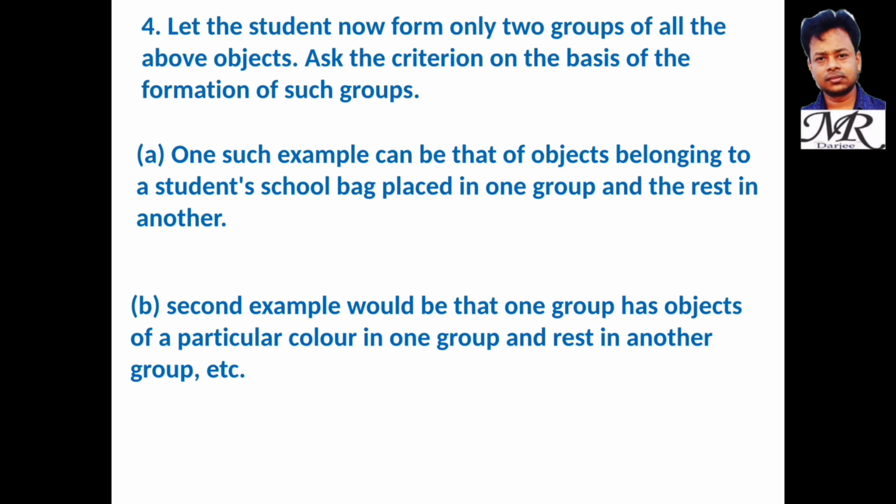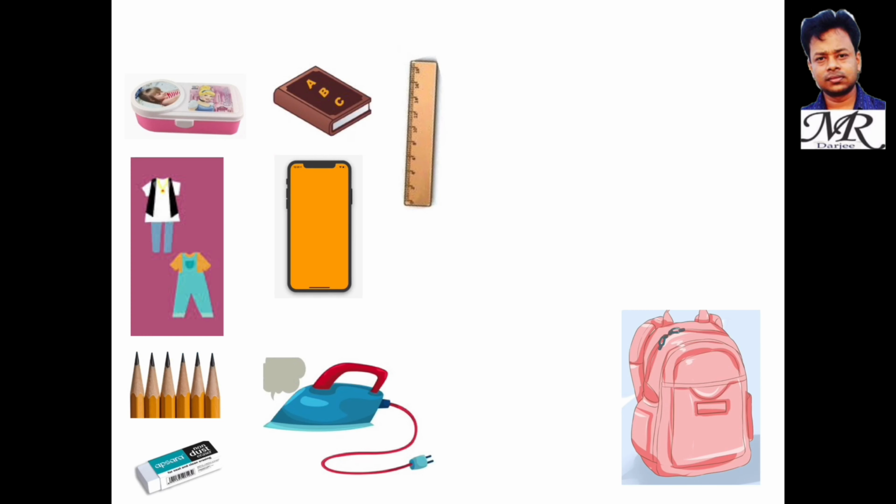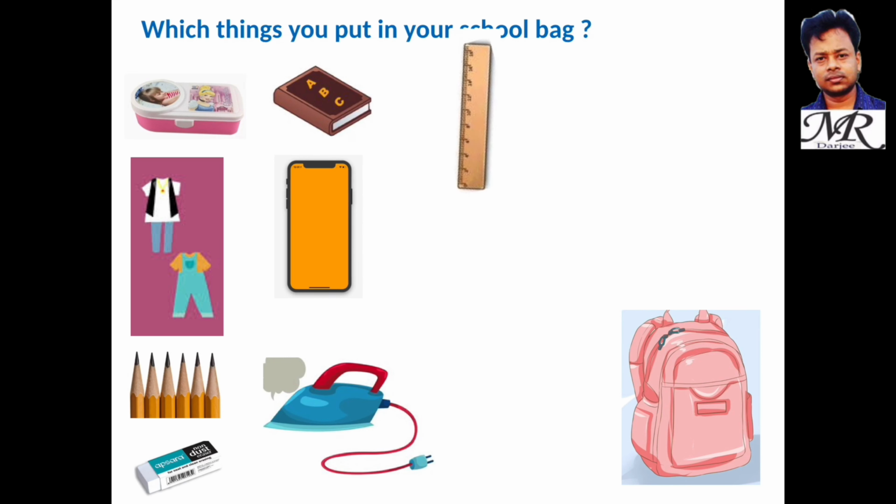Let the student now form only two groups of all the above objects. Ask the criterion on the basis of the formation of such groups. A. One such example can be that of objects belonging to a student's school bag placed in one group and the rest in another. B. Second example would be that one group has objects of a particular color and the rest in another group, etc. Which things you put in your school bag?